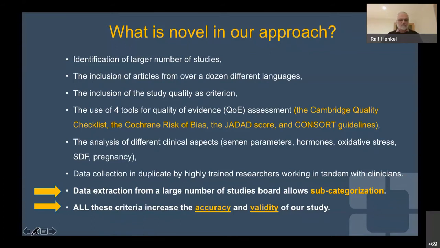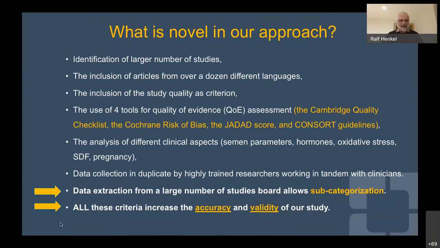And then we will also analyze different clinical aspects. It's not only one certain small part of andrology like sperm count or motility. It is the whole semen parameters. It's the hormones, oxidative stress, the sperm DNA fragmentation, and pregnancy outcome. It is a clinical outcome that is important. This is what patients want to know. This is what clinicians need to know.